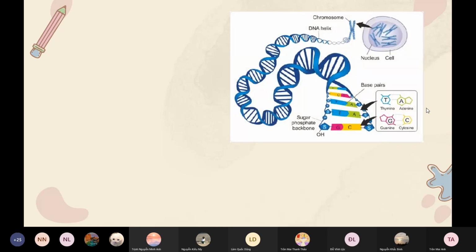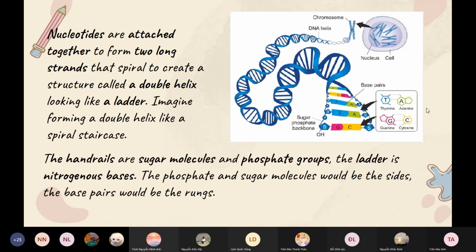Take a look at the picture on my screen. It is easy to see that nucleotides are attached together to form two long strands that spiral to create a structure called a double helix, looking like a ladder. Imagine forming a double helix like a spiral staircase. The handrails are sugar molecules and phosphate groups. The steps of the ladder are nitrogenous bases.